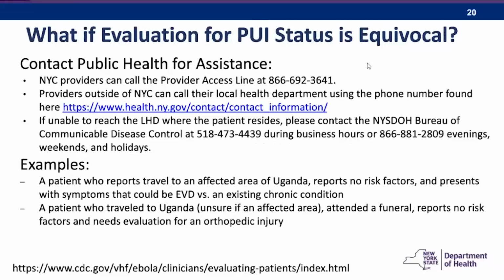If you don't know whether or not someone is a PUI or not, and like I've said, even if you do have someone that you believe is a PUI, we want you to contact public health for assistance. These are some ways that you can do that. New York City providers can contact their provider access line. Outside of New York City, please contact your local health department.